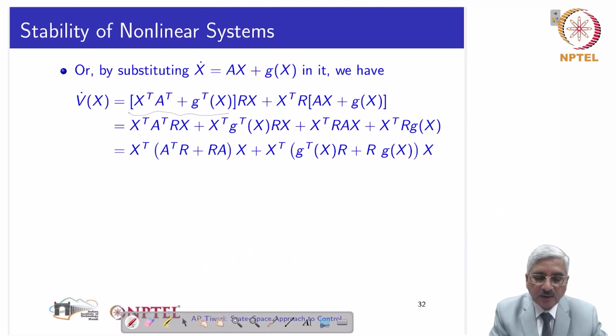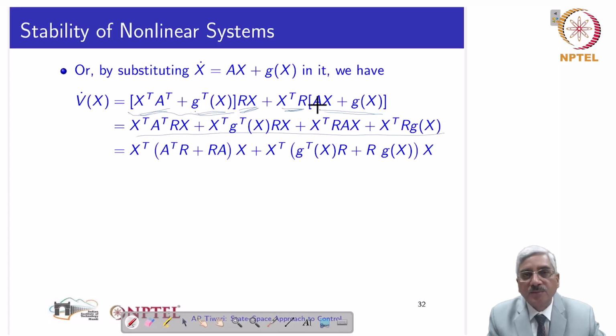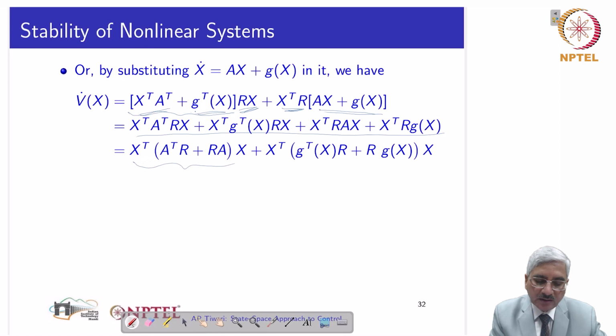So this is the first one. X dot is Ax plus Gx. So x dot transpose will be x transpose A transpose plus G transpose x, and Rx as it is. Similarly, x transpose R into x dot gives this. And then we simplify it. We open the products and simplify, and that gives one this and other this.